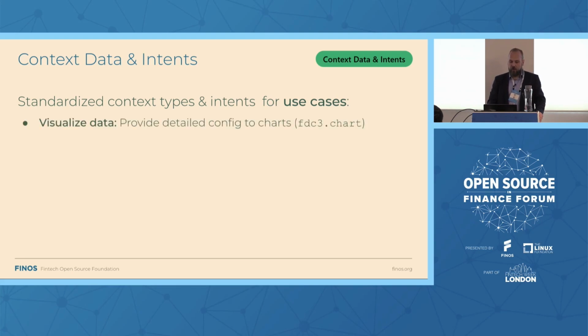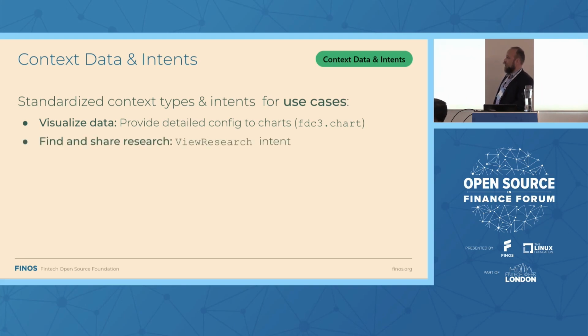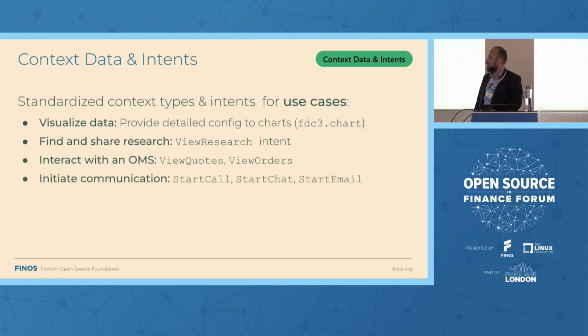So we have created a whole bunch of new standard types to support those workflows, to help you do things like visualizing data, so you can now provide more detailed configuration to charts. You can find and share research with a view research intent. You can interact with an OMS, view quotes, view orders. You can initiate communications with various applications, chat apps, your email clients, etc.